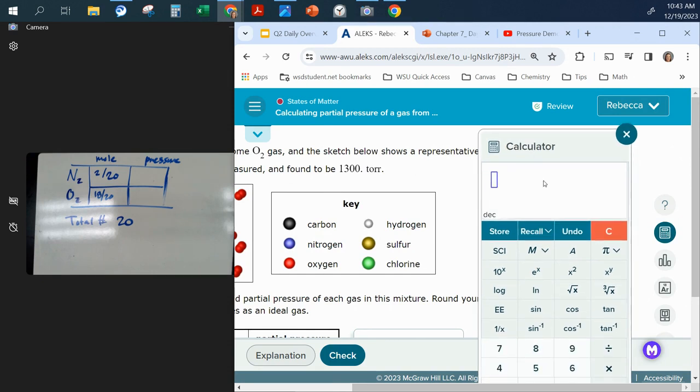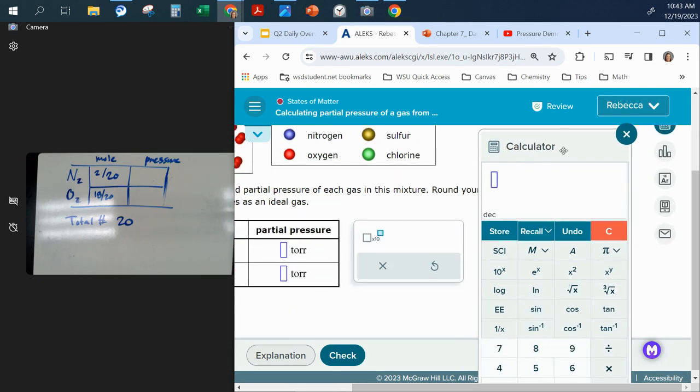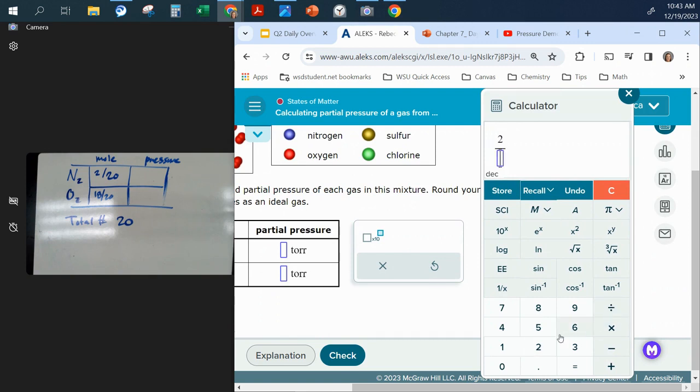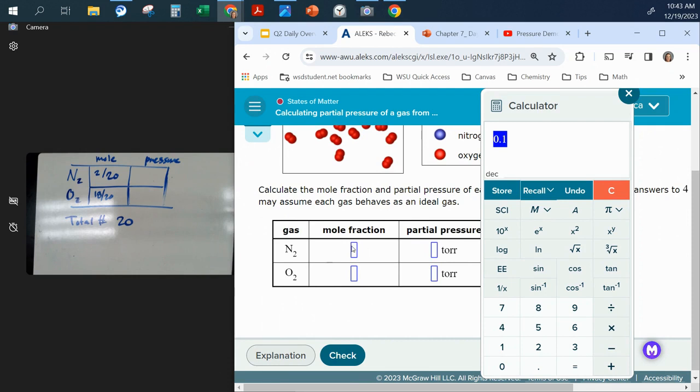So what is 2 divided by 20? 0.1. So then I need 4 sig figs. How do I get that to have 4 sig figs? Wait, how did you get 0.1? 2 divided by 20. Yeah, it has to be a decimal. I think that's right. Because I have 2 nitrogens out of 20 total. And then I have 0, 0. That'll give me 4. That's 3, 4, 0, 0, 0.